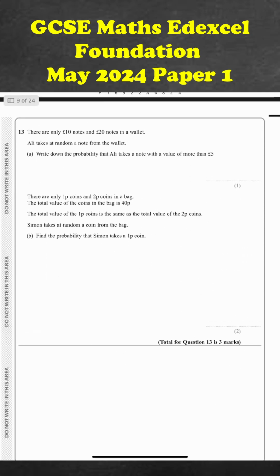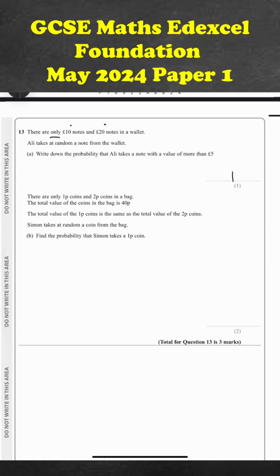Question number 13. There are only £10 notes and £20 notes in a wallet. Ali takes at random a note from the wallet. Write down the probability that she takes a note with a value of more than £5. More than £5 is going to be £10 notes and £20 notes. We know there are only £10 notes and £20 notes in there. So the probability is going to be 1. It's the only scenario that can happen.